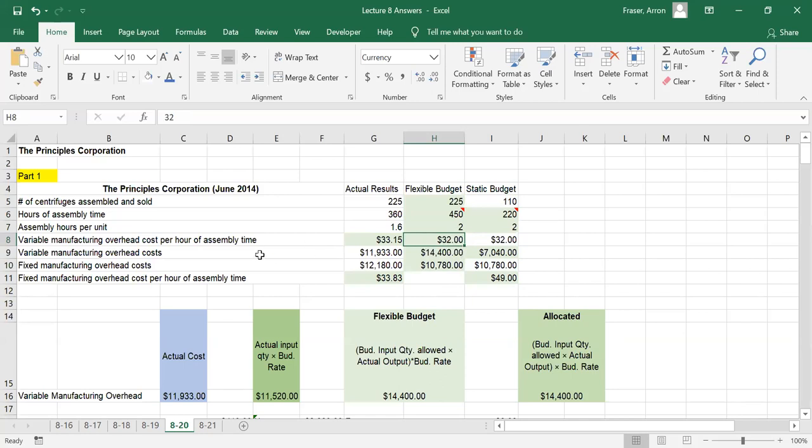For the variable manufacturing overhead cost, again, the rate would be the same. That's the standard that we calculated in the budget, and that will remain in the flexible budget. And we will use that to calculate the variable manufacturing overhead costs, which would be the output of 225 centrifuges multiplied by the rate of $32 that we would have set. And of course, the fixed manufacturing overhead cost remains the same. So that's it in the template that they would have provided in the textbook. Any questions?